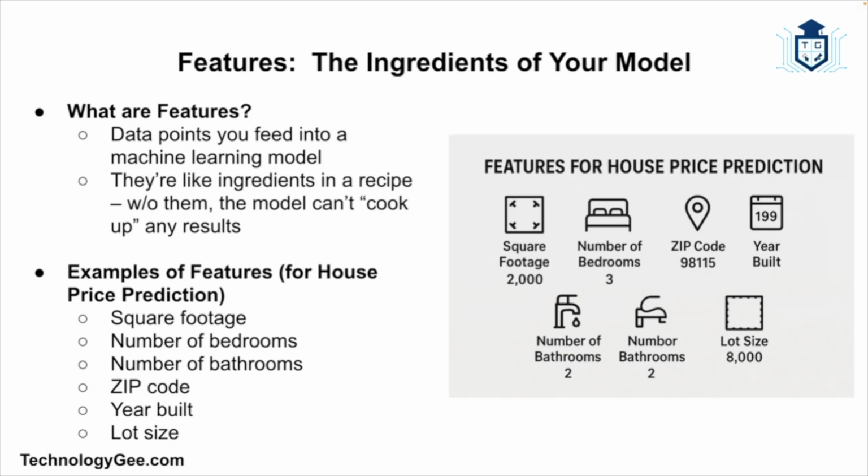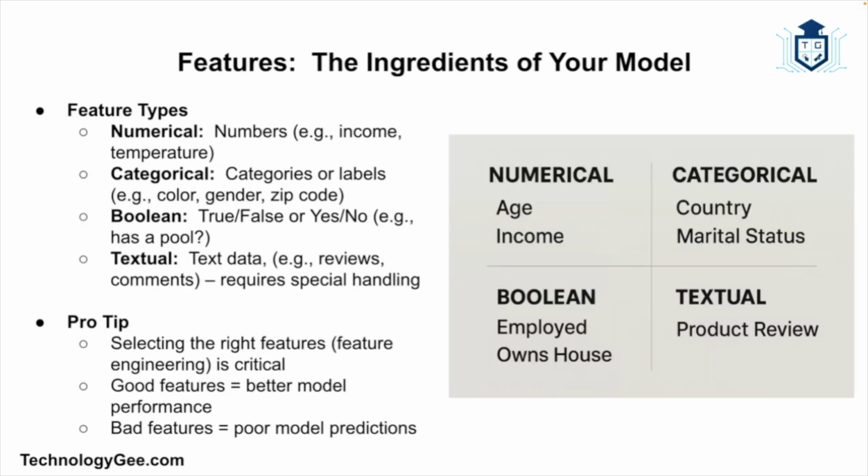And when it comes to features, here are some feature types. Features could be numerical, like age, income, or temperature. They could be categorical, like color, gender, or zip code. They can be Boolean, where they represent a true or false, or a yes or a no. Or they could be textual, like reviews or comments, where a comment might say something like "special handling." Now, as a pro tip, choosing the right features, which is called feature engineering, is one of the most important skills in machine learning because bad features can produce a bad model.